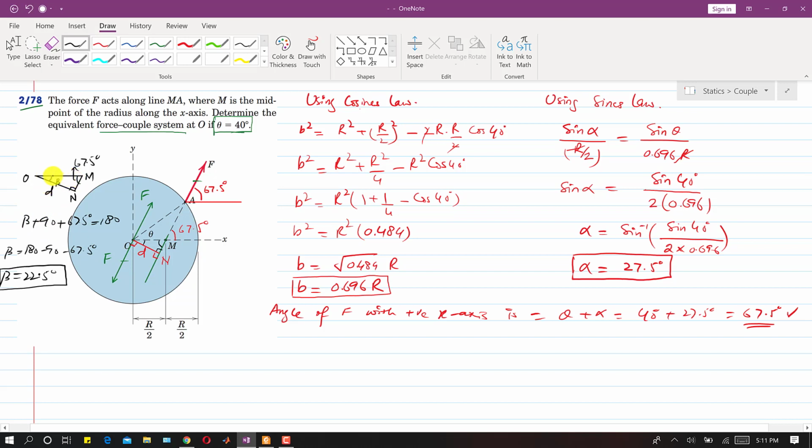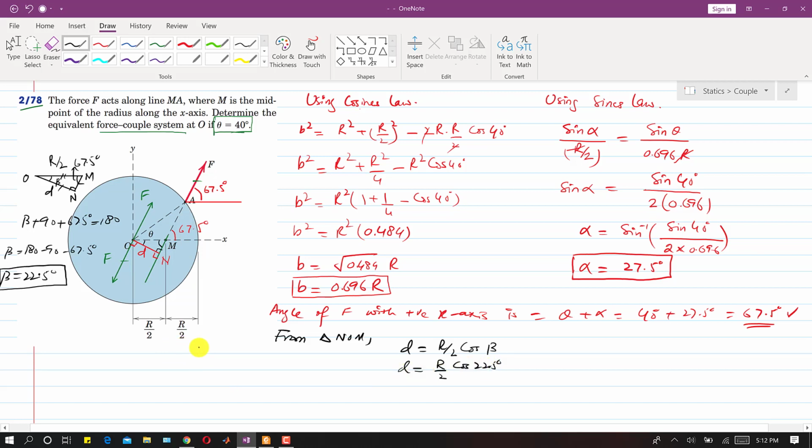So this OM length is R by 2. So I will write R by 2, right? So if this is theta and this is perpendicular, this means that this OM is the hypotenuse of this triangle. So from triangle NOM, right? D is equal to R by 2 cos of beta, right? So if this is the hypotenuse and this is the perpendicular, then this will be the cos component, right? So D is equal to R by 2 cos of beta, and beta is known, that is 22.5 degrees, right? So this is the D.